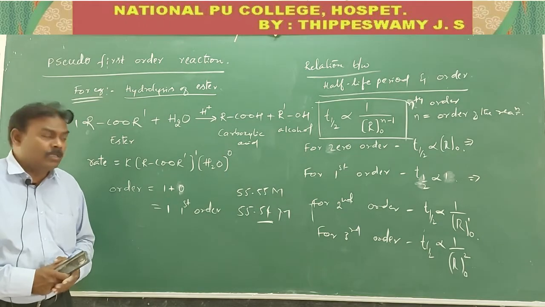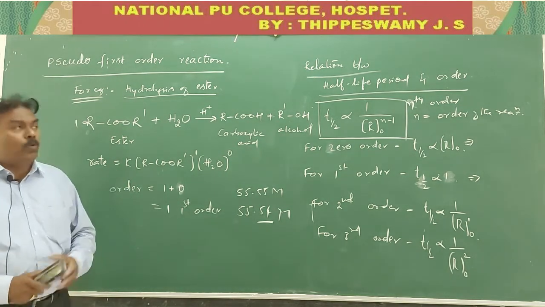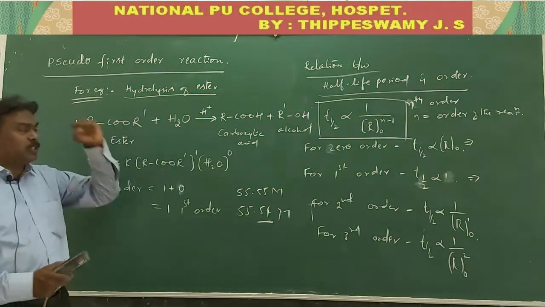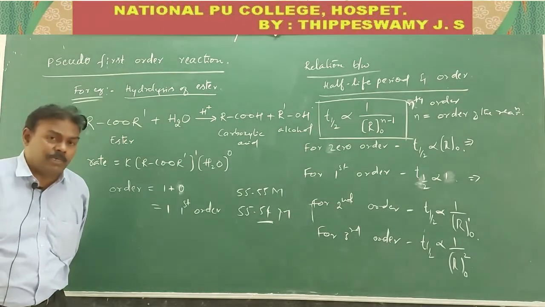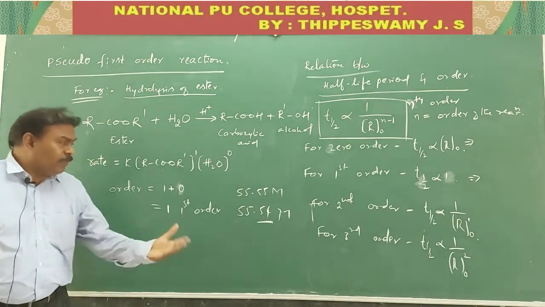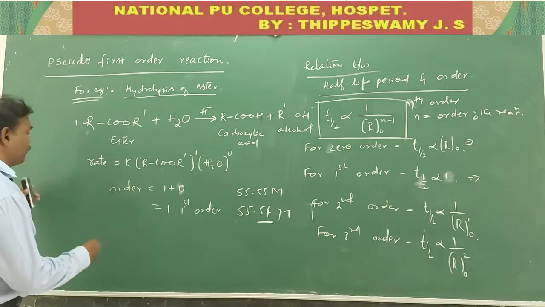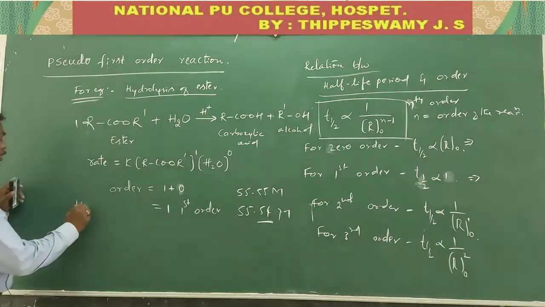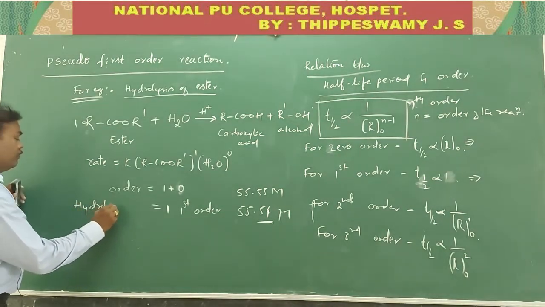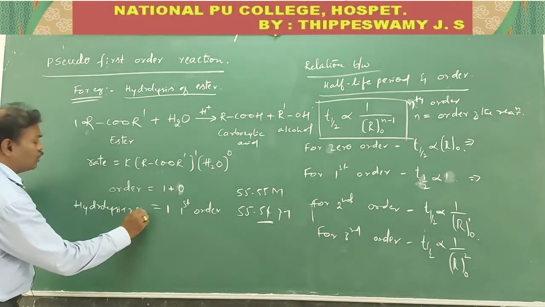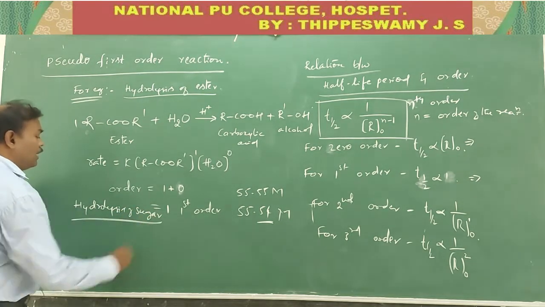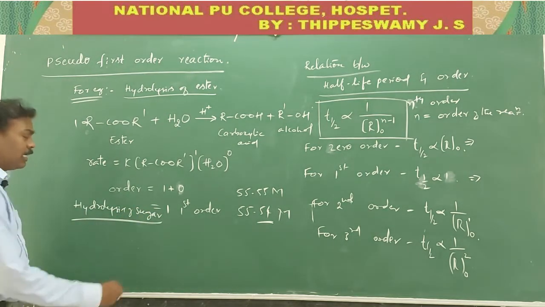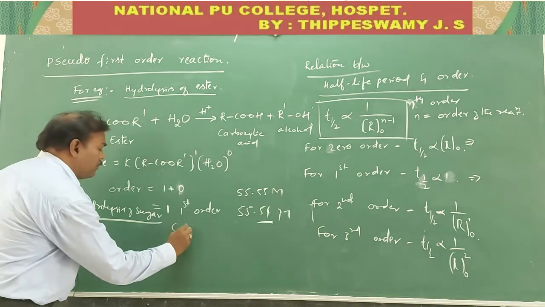So now you tell me what is called a pseudo first order reaction. This is one of the examples. If you want, I will give one more example regarding this one. That is hydrolysis of sugar. You know the formula of the sugar, that is C12H22O11.